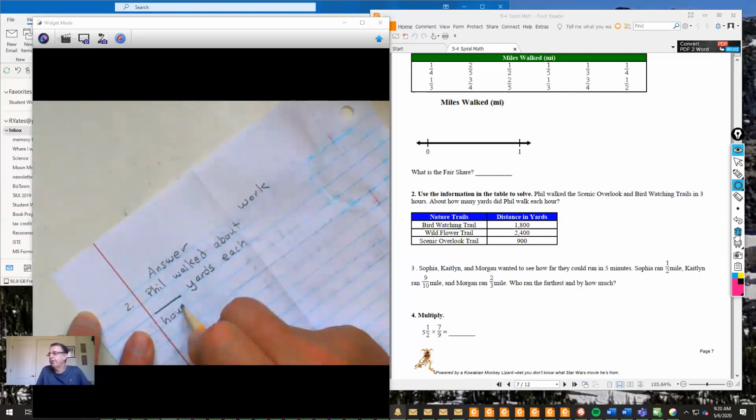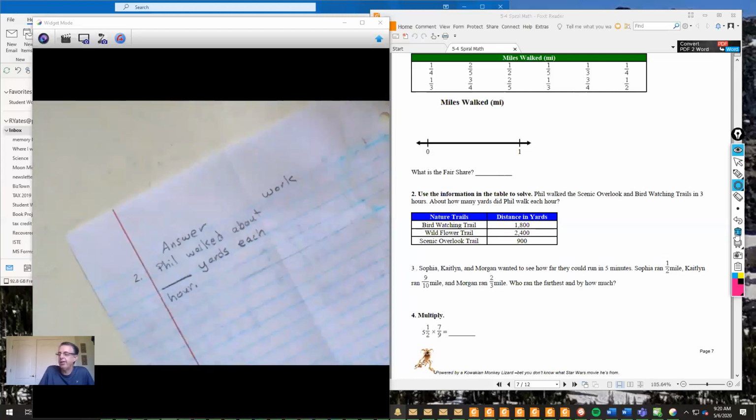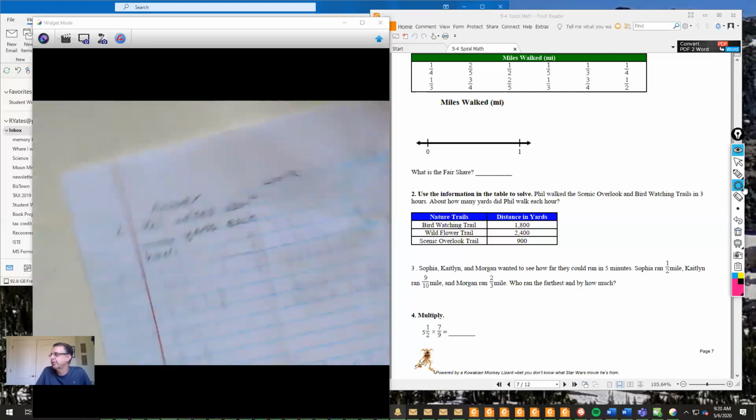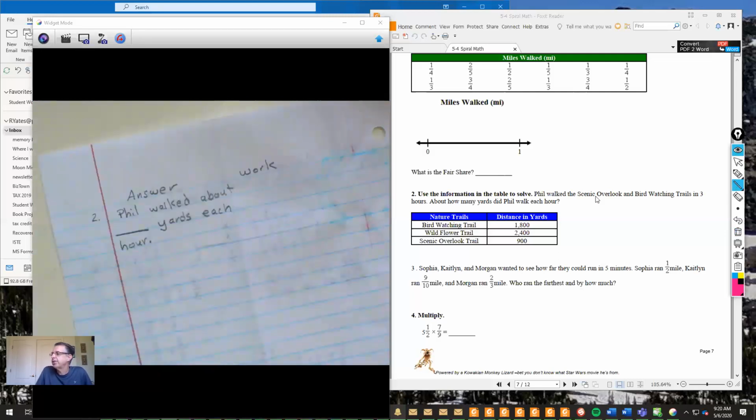Now I want to carefully read the word problem to make sure that I'm doing exactly what I need to do in terms of solving it. It says here, Phil walked the scenic overlook and the bird watching trails. Now, if you notice, it does not say anything about the wildflower trail. So I don't need to use that. Don't be a number monkey, boys and girls, and just look at all the numbers and add them up. Wildflower trail is not in there, so you don't need to put that into the solution for the word problem.